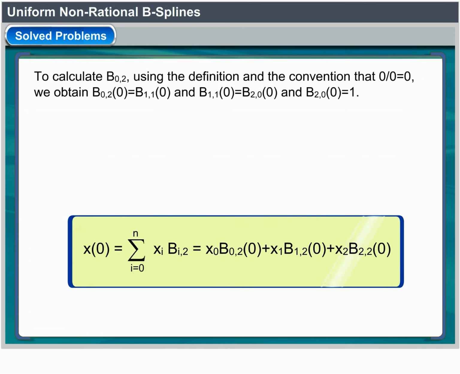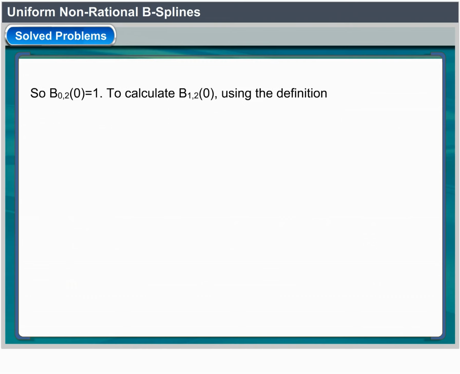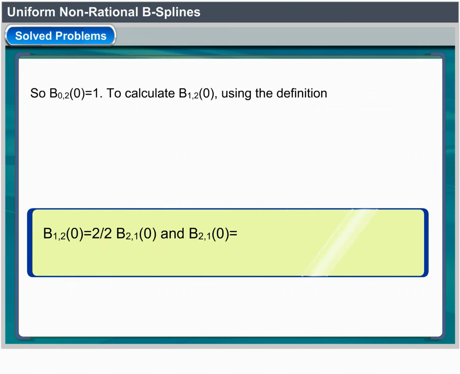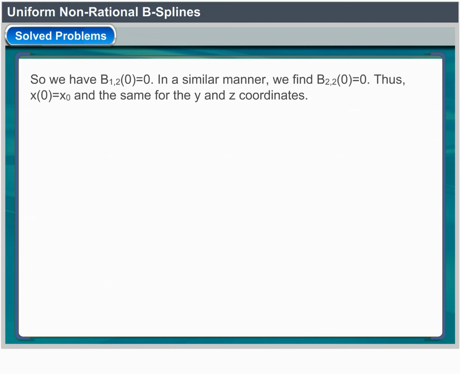To calculate b_{1,2}(0) using the definition as shown, we have b_{1,2}(0) equals 0. In a similar manner, we find that b_{2,2}(0) equals 0. Thus, x(0) is equal to x_0, and the same for the y and z coordinates. Similar calculations show that x(n-1) equals x_n, y(n-1) equals y_n, and z(n-1) equals z_n.